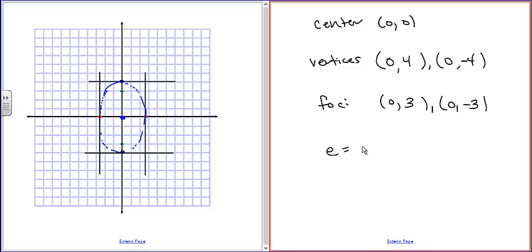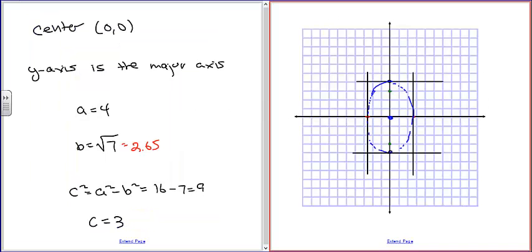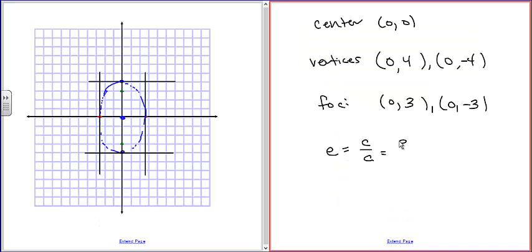And the eccentricity is equal to c over a. So c was equal to the square root of 7. No, b was equal to the square root of 7. So c is 3 and a is 4, so it's 0.75. This one is a little more elongated than the one we had in the previous example, because eccentricity is a measure of how far you're stretching in the major axis direction.